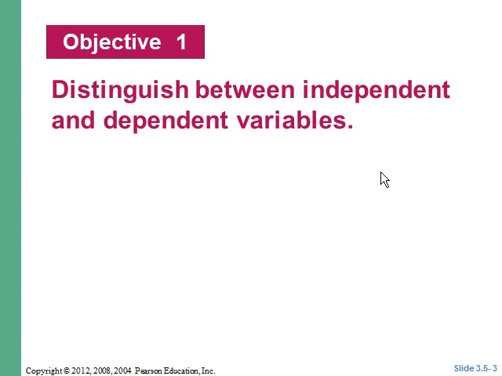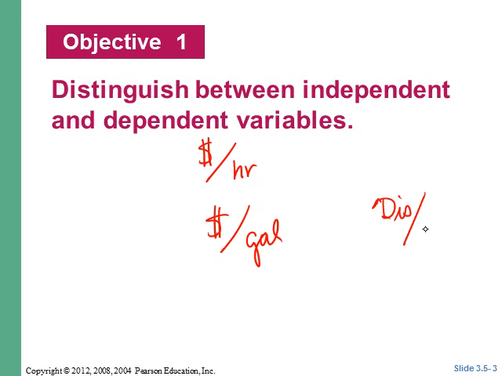What is the difference between an independent and a dependent variable? Consider the following. The amount of paycheck for an hourly employee depends on the number of hours worked. So dollars depends on hours. The cost at a gas station depends on the number of gallons delivered, dollars per gallon. The distance a car travels at a certain speed depends on the time traveled. Distance and time.